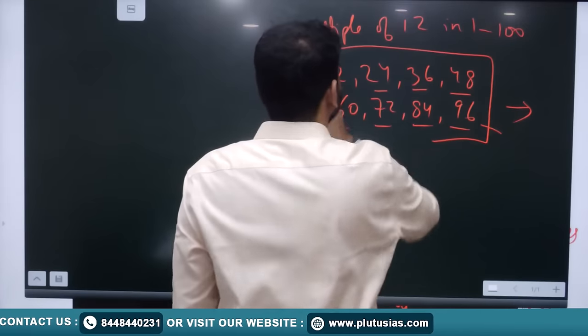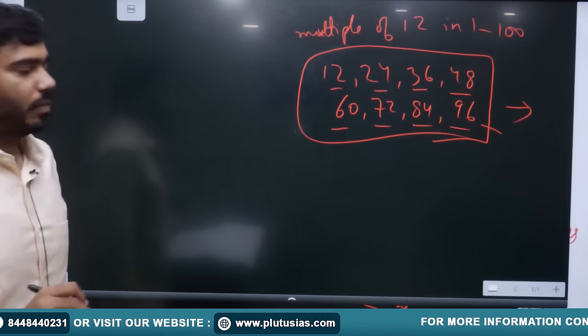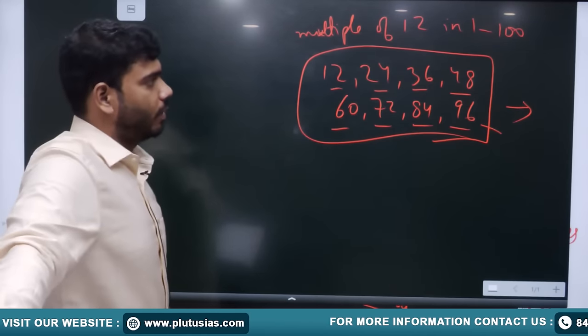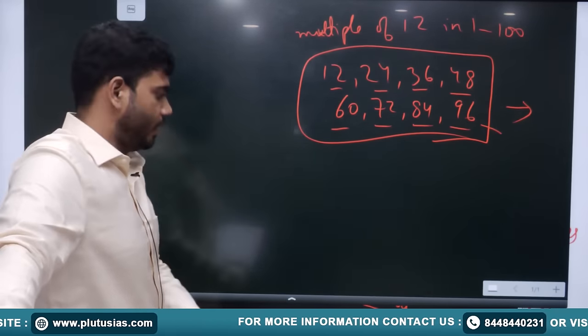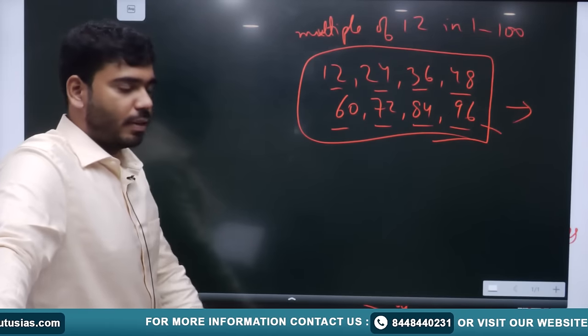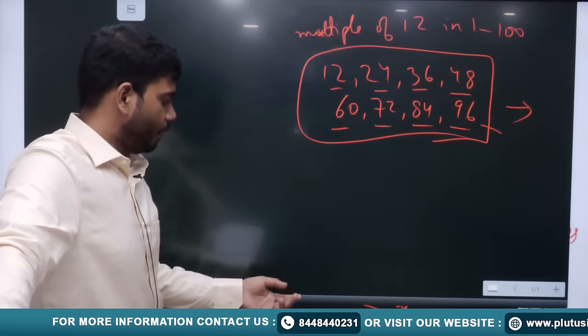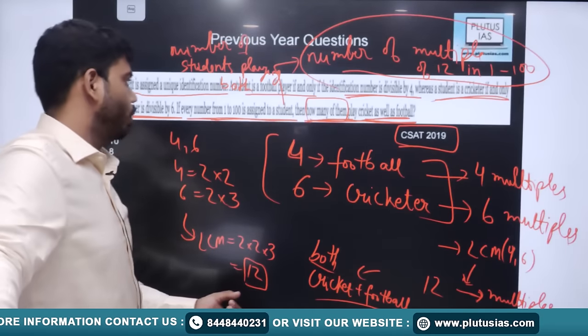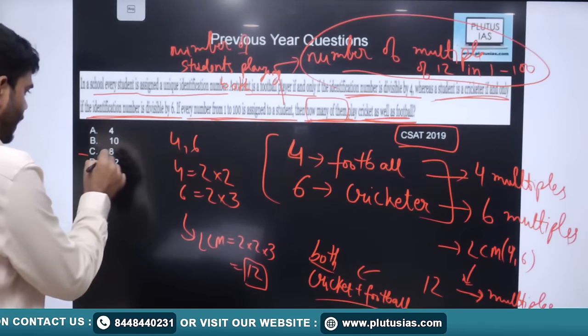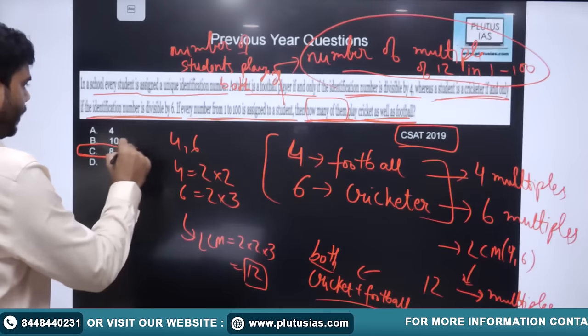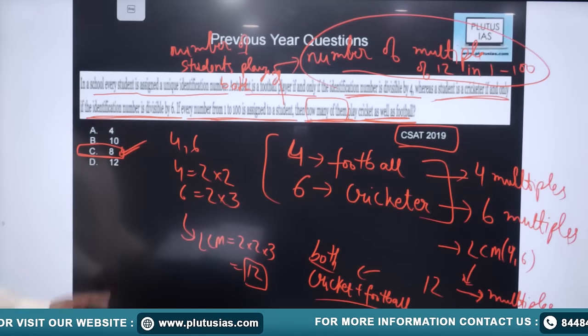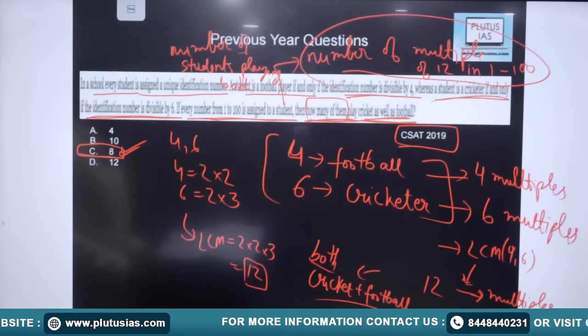So we know that we have 8 numbers which are multiples of 12 and smaller than 100. So we have 8 numbers. That means we have only 8 students that will be playing both cricket and football. So the answer here will be C, 8. So 8 is our answer, 8 students that are playing both cricket as well as football.